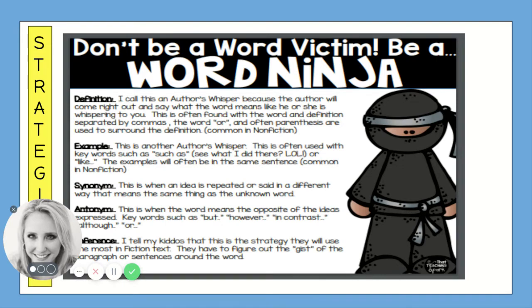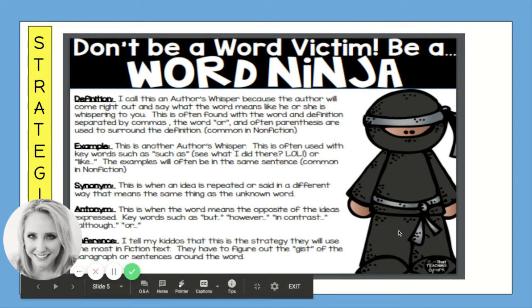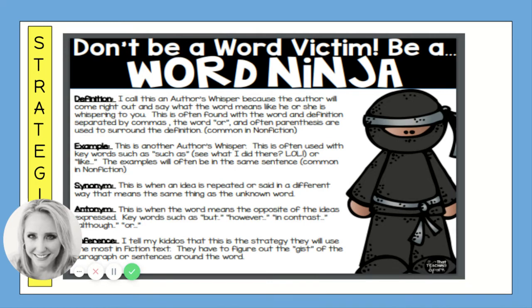We have inference. I tell my kiddos that this is the strategy that they will use the most in fiction text. In fact, they have to figure out the gist of the paragraph or sentence around the word. We do this all the time. We write the gist out, like, what is this about? Okay? Even with our SQ3R moments, we're jotting down what the moment is about and using those clues and making that connection.